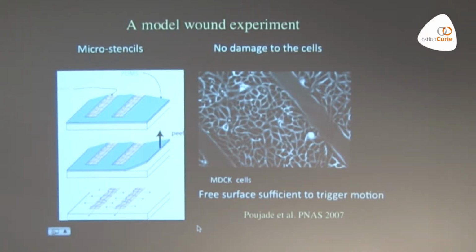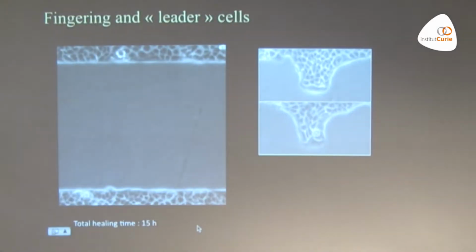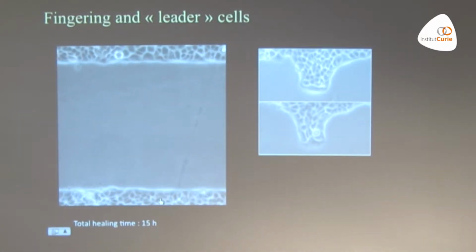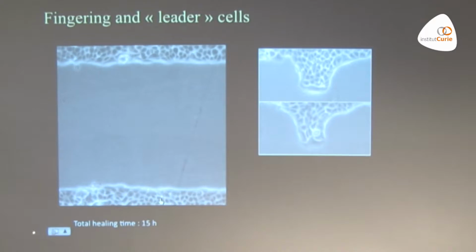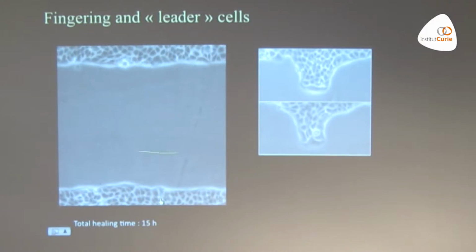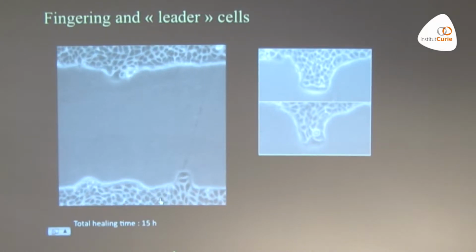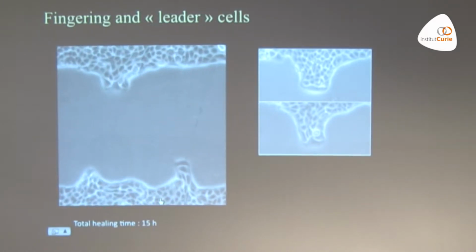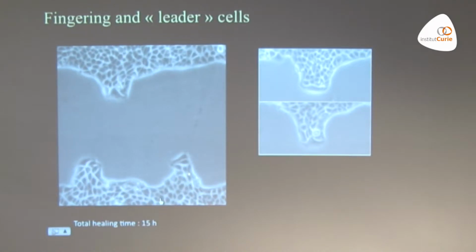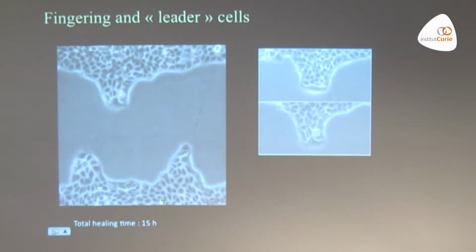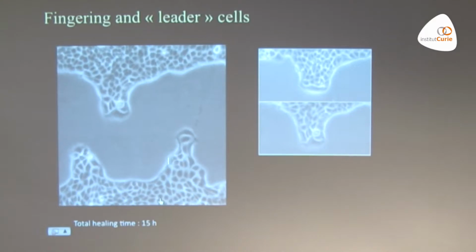So that's the setup that I'm going to describe in the following. I'll just show you a movie from Pascal, showing you what is going on here. First of all, when you remove this stencil, you induce motion in the bulk here. The cells start to move, and then on the border with the free surface, you see that there is invasion.